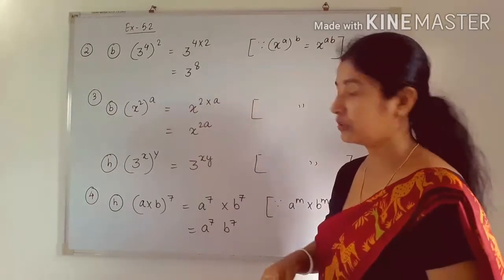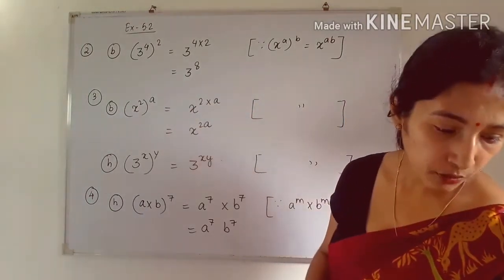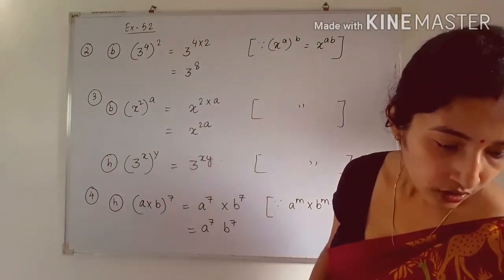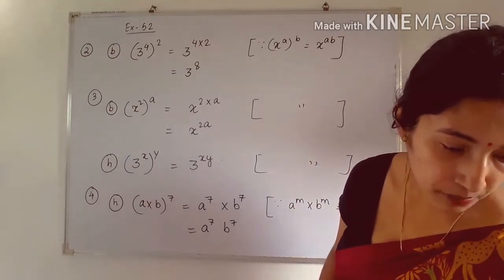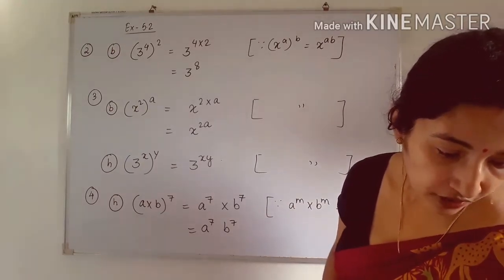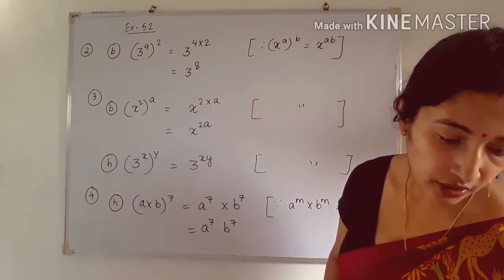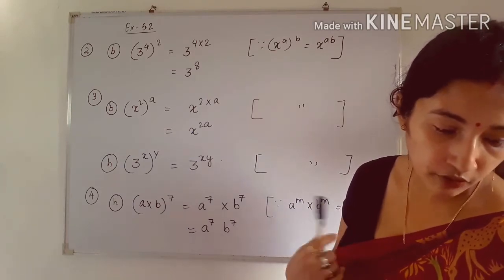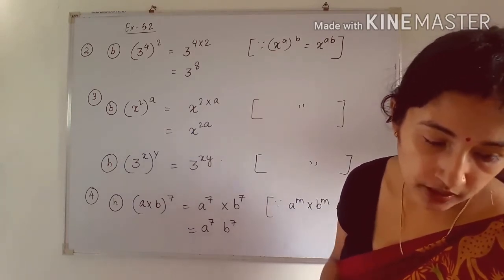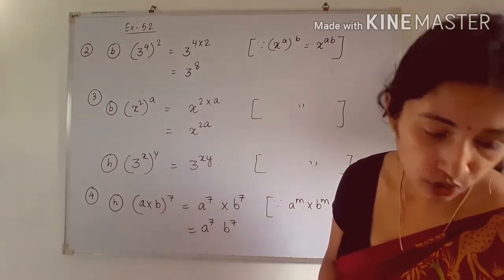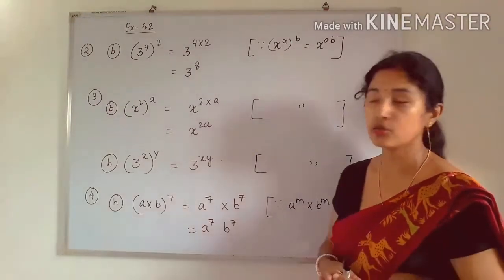Next come to question number 3. Here all the questions up to 4 you have to simplify. Numbers 6 and 7 are also to be simplified. Only 5 and 8 are different. In 8 you have to find the value of x, and in 5 you have to express as a single power. Except these two questions you have to simplify the rest of the questions.